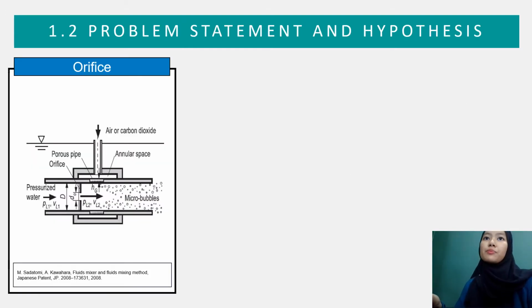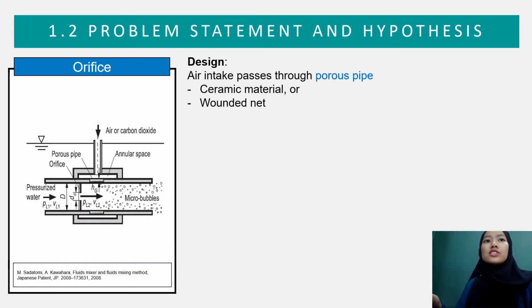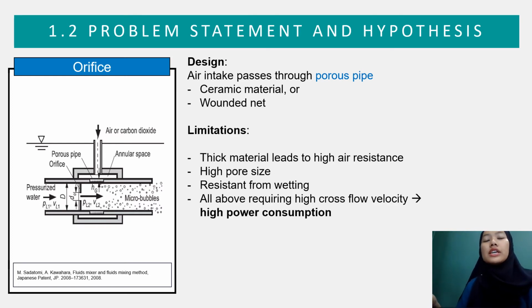Alright, so now the problem statement and also the hypothesis. So the first one, as you can see at the figure, okay, this is the Orifice type microbubble generator, in which we use this as a benchmark. Okay, so as you can see, the design is that air intake passes through the porous pipe, okay, by using the ceramic material or bonded net. Okay, but then this microbubble type generator have some limitations, in which number one is that thick material leads to high air resistance.